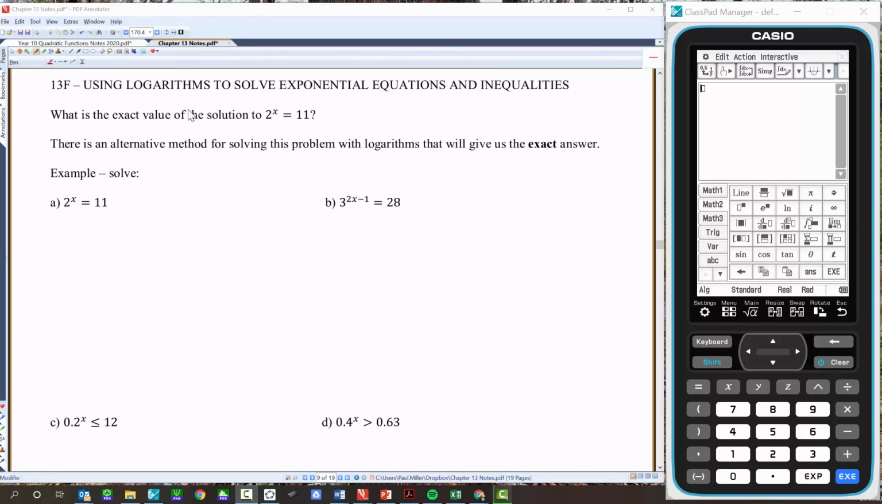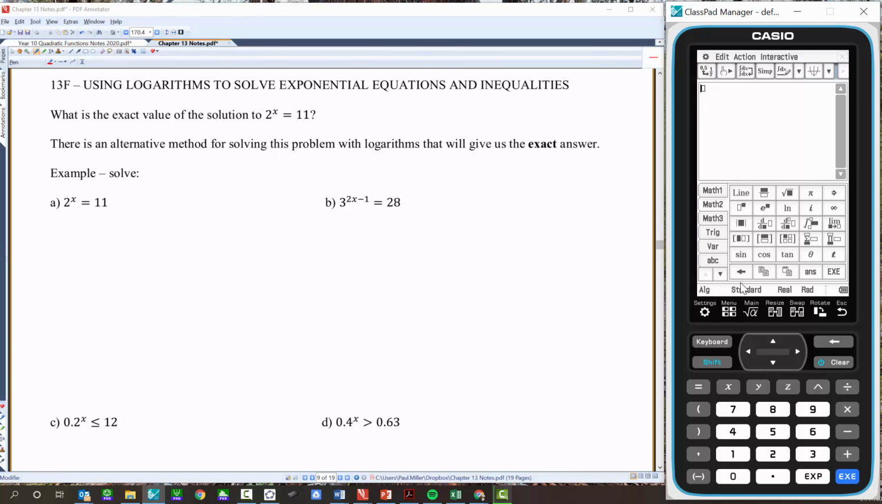Last lesson we saw some techniques to solve exponential equations and inequations. Today we're going to harness the power of logarithms to give exact solutions. So just say we were solving 2 to the x equals 11. Now what you might think is, well, 2 to what power gives me 11? Or I might try to equate the bases, but we'll find that these two numbers just don't work.